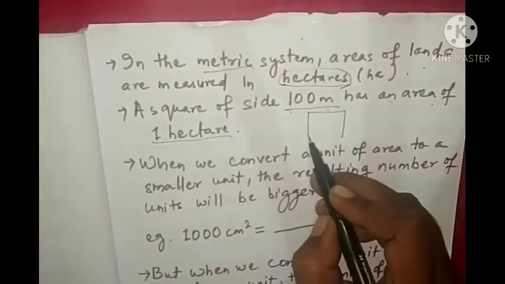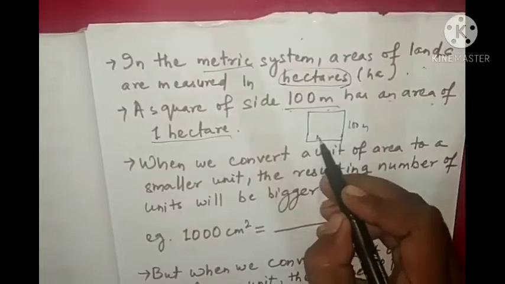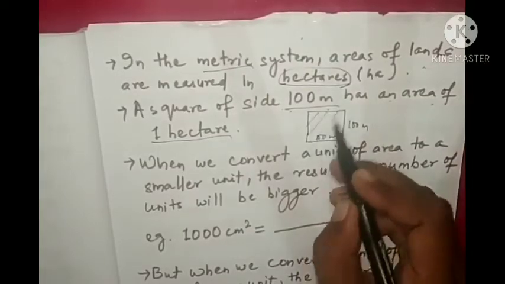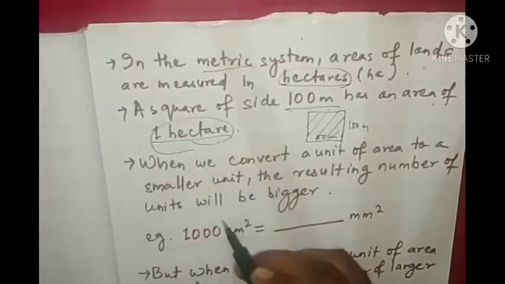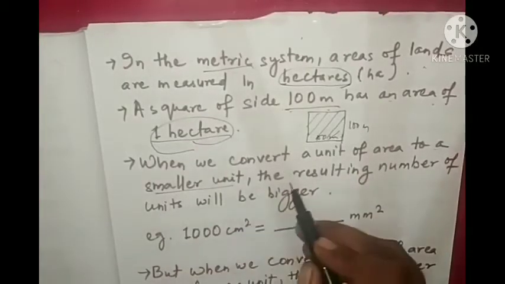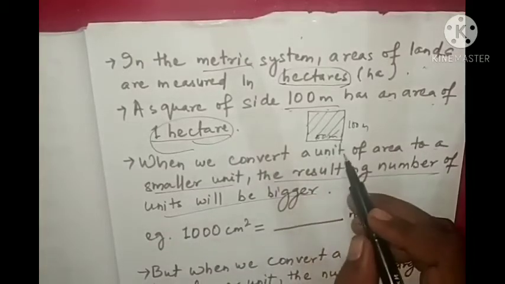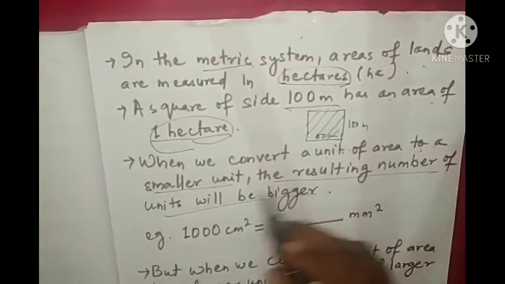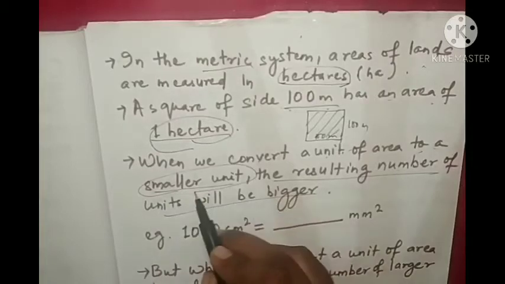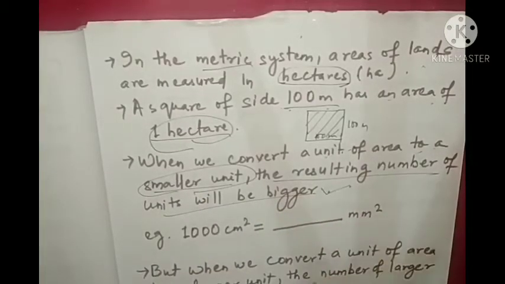So if a square has side of 100 meter, then its area is how much? 1 hectare. So when we convert a unit of area to a smaller unit, the resulting number will be bigger. Means when you are converting from bigger to smaller unit, what we are getting? The resulting number is bigger.